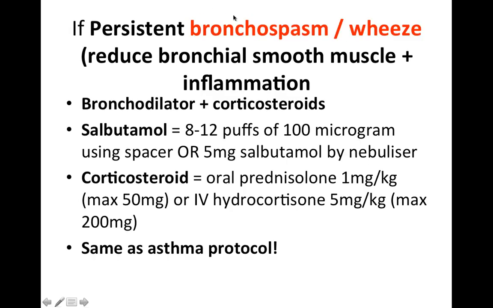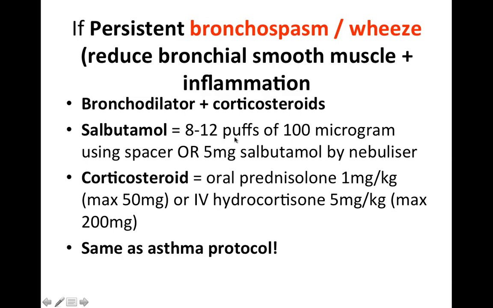So if a patient has persistent bronchospasm and wheeze, is this upper or lower respiratory? This is lower respiratory. Anything wheeze related is lower respiratory, and the treatment is very similar to asthma. So bronchodilators and corticosteroids. So this is after you give them the adrenaline. You can give this on top of them.